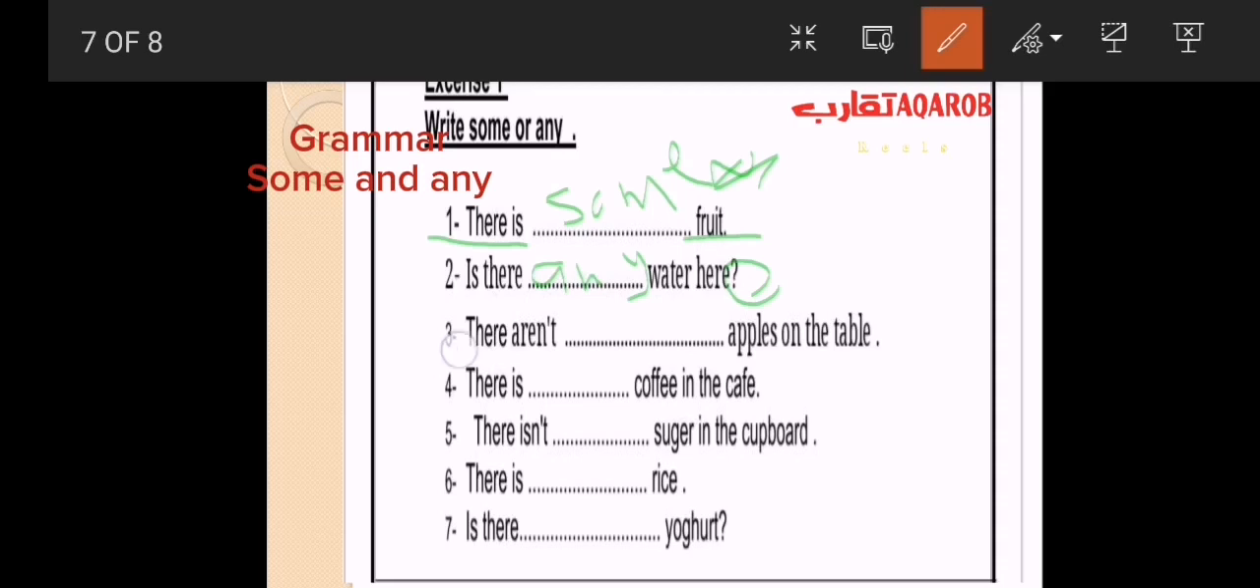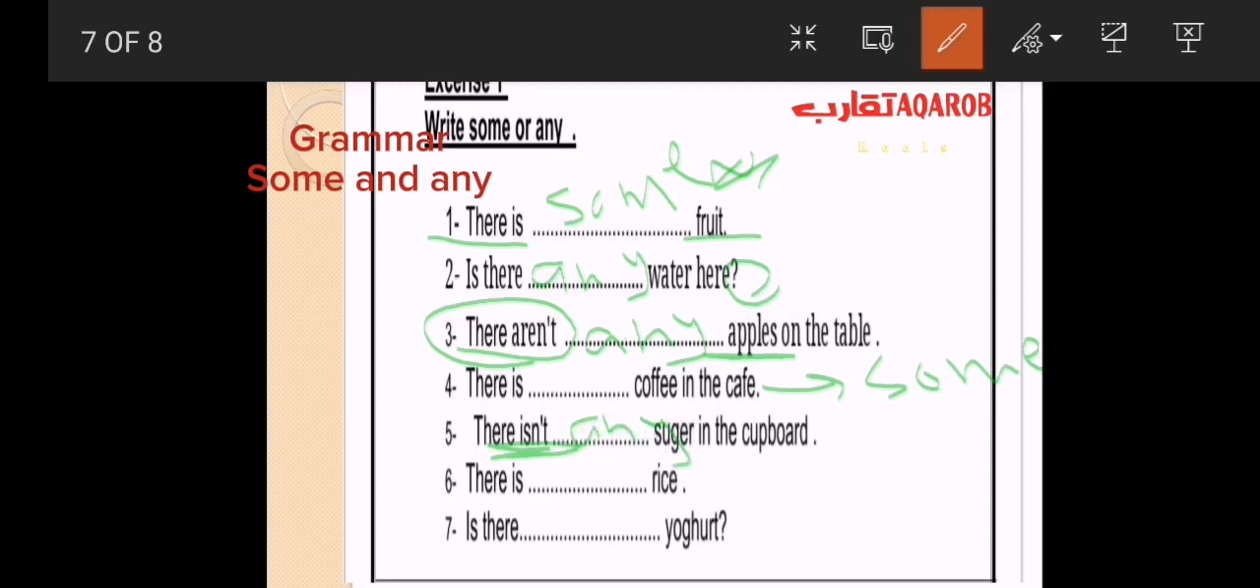This sentence is what? Negative. Excellent. So where is the noun? Apples. Bravo. So we use any. Good job. We don't use some. There is some coffee in the cafe. Yes, we use some, good job, because the sentence is an affirmative, not negative or a question. There isn't any sugar in the cupboard. Yes, isn't. Bravo. This sentence is negative, so we use any.